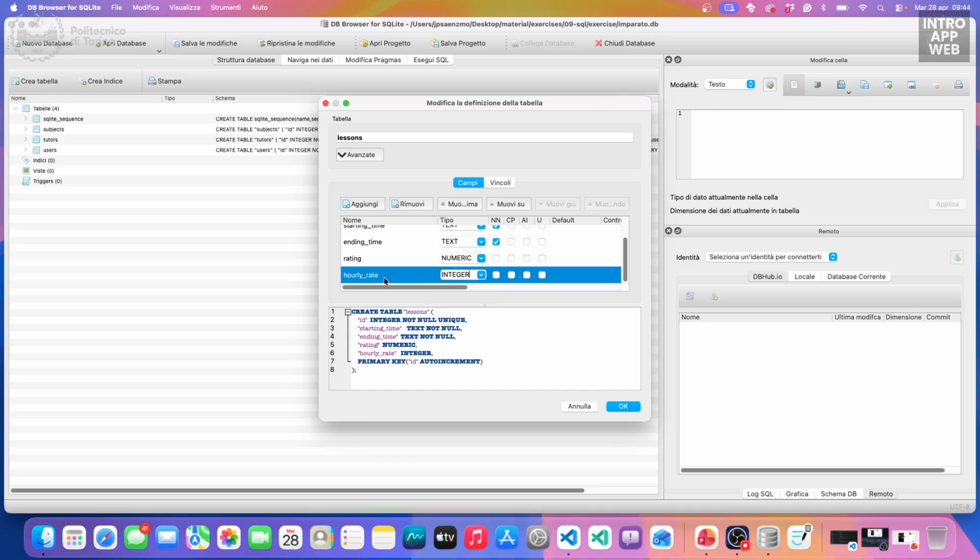And in this case, with the price, is the price not null? I would say yes, no? Because when the tutor wants to create the lesson or publish the lessons that he's offering, he should be forced to set a price for the lesson he's offering.